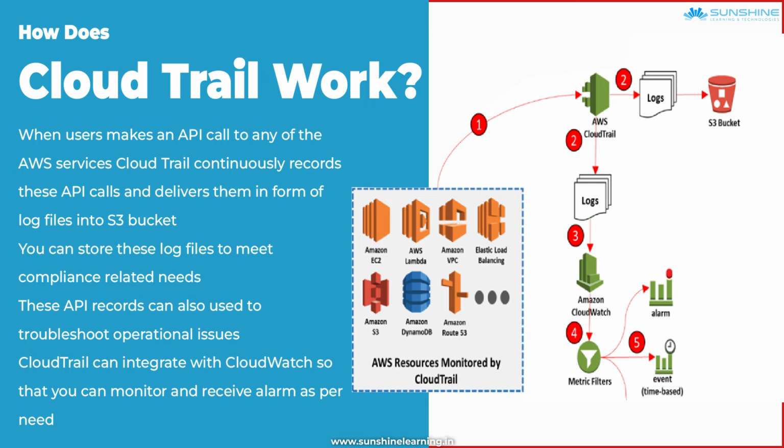You can store these log files to meet compliance-related needs. These API records can also be used to troubleshoot operational issues, like if you are not able to log in to the AWS account, or any of the services has been deleted, or some changes have been made on the production environment. CloudTrail will be beneficial for you to analyze that issue. CloudTrail can integrate with CloudWatch so that you can monitor and receive alarms as per your requirements as well.